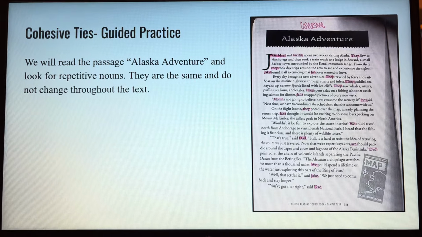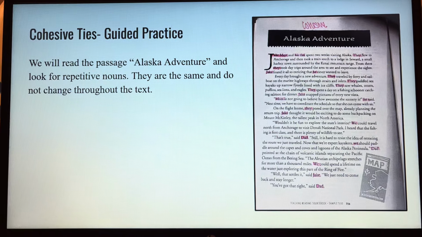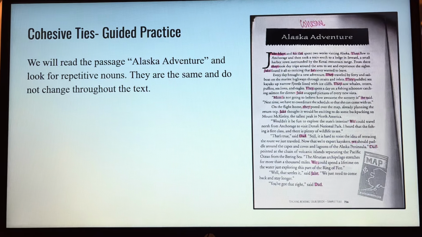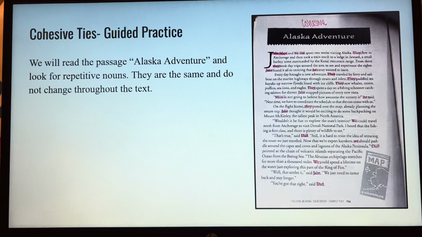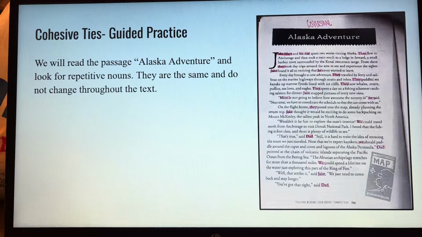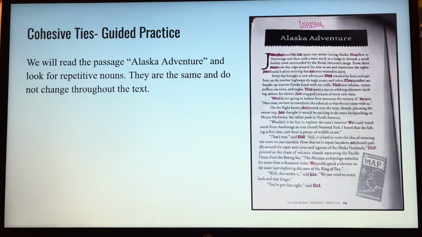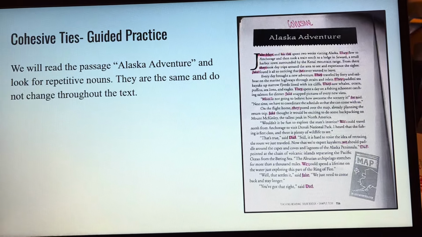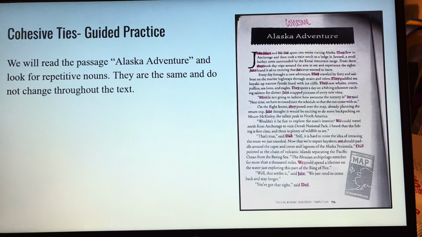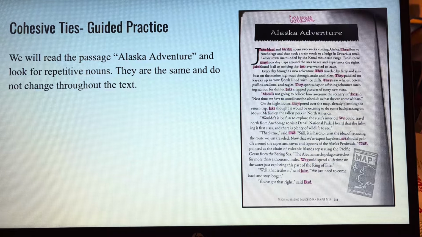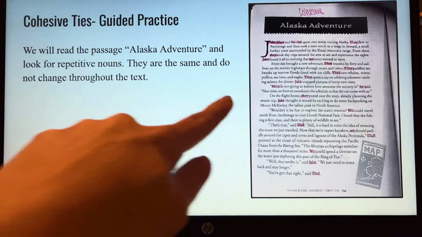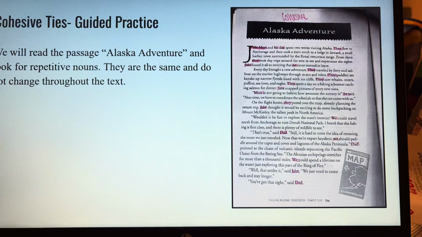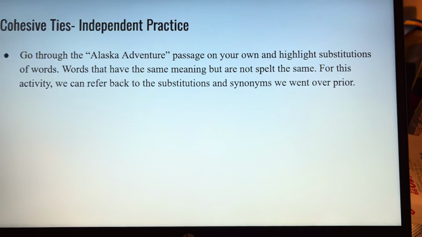Cohesive ties, guided practice. We will read this passage, Alaska Adventure, and look for repetitive nouns. They are the same but do not change throughout the text. So Jake and his dad are referred to as Jake, they, we, dad, and then the occasional mom, but really the two that we're talking about are Jake and the dad.